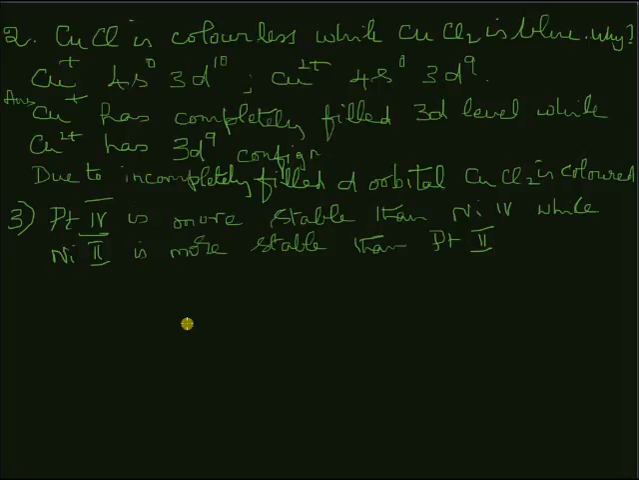Now read the third question. Pt4+ is more stable than Ni4+ while Ni2+ is more stable than Pt2+.